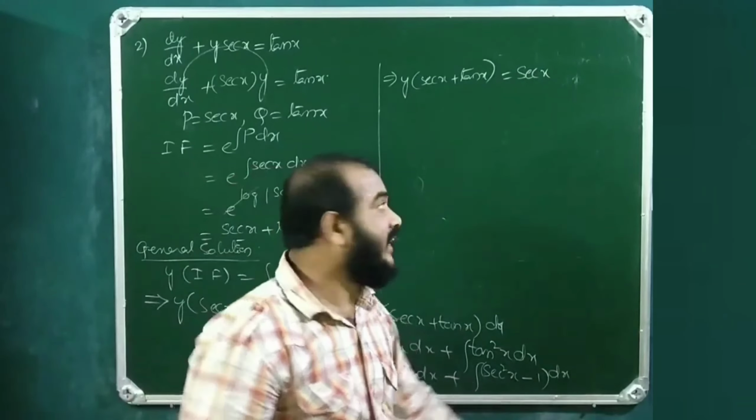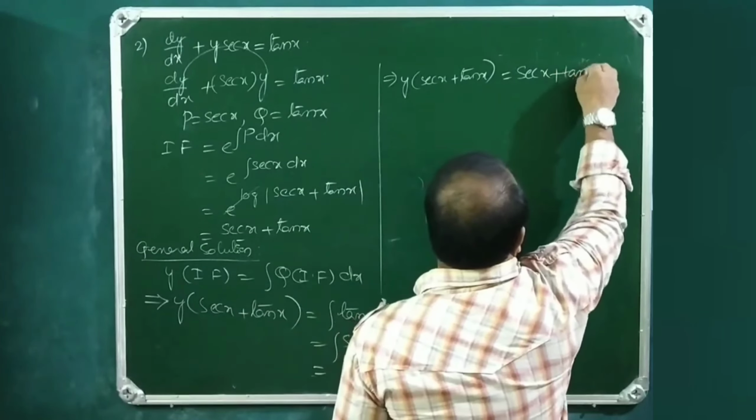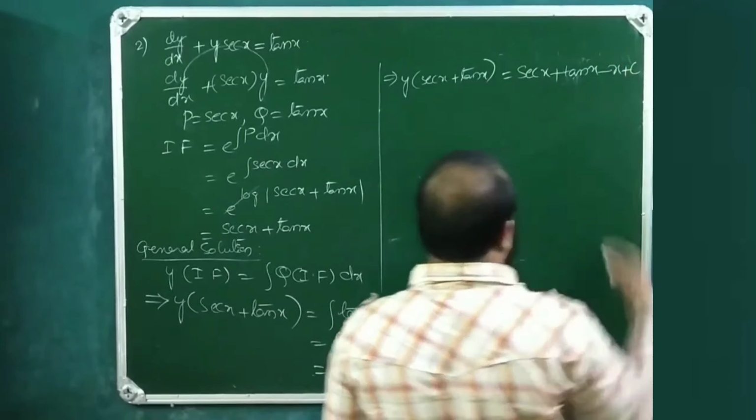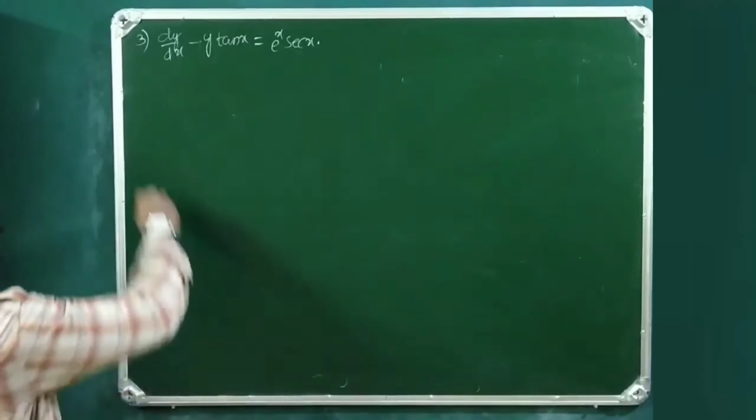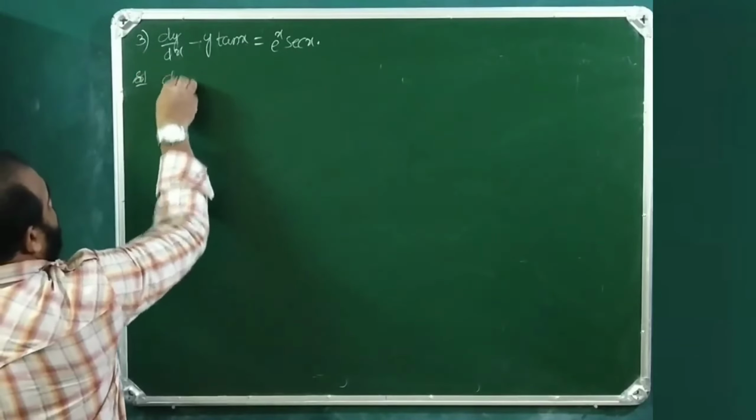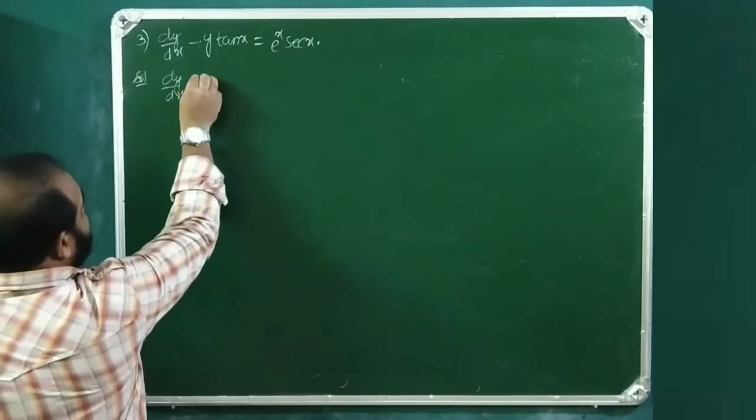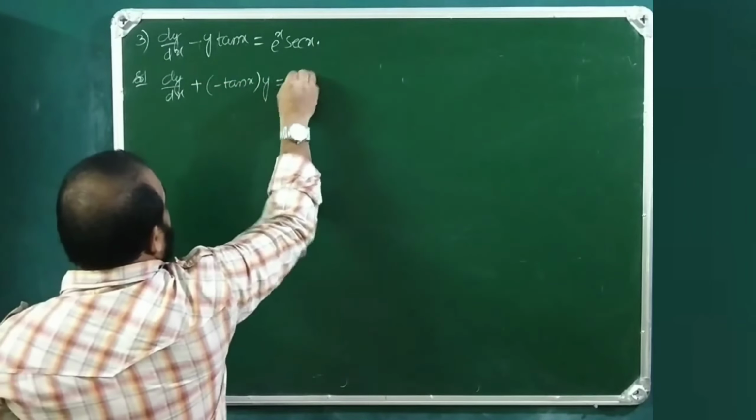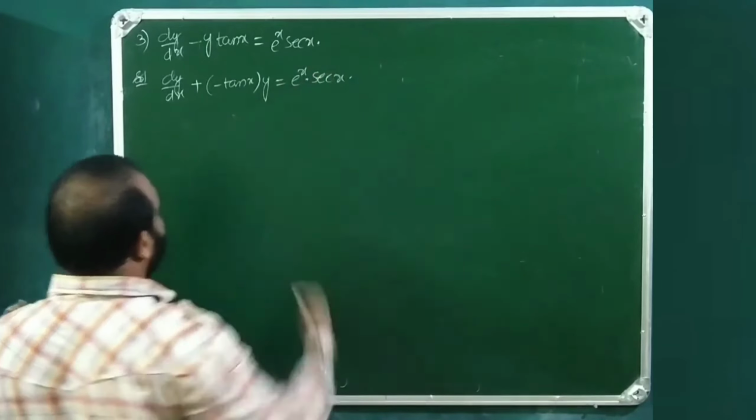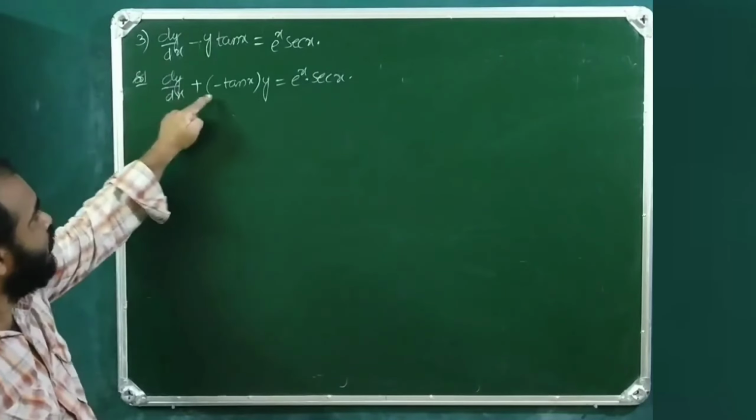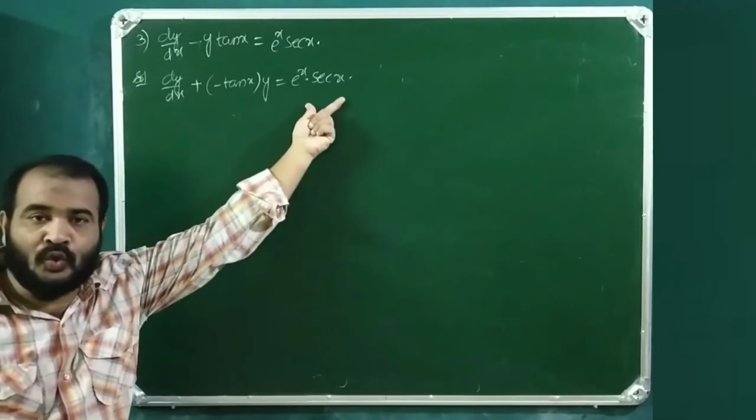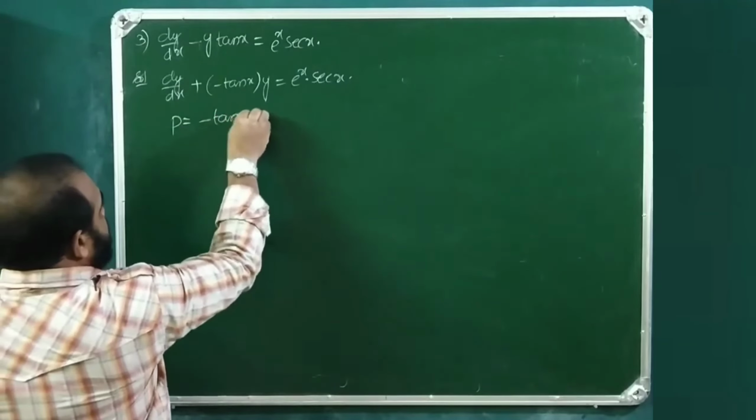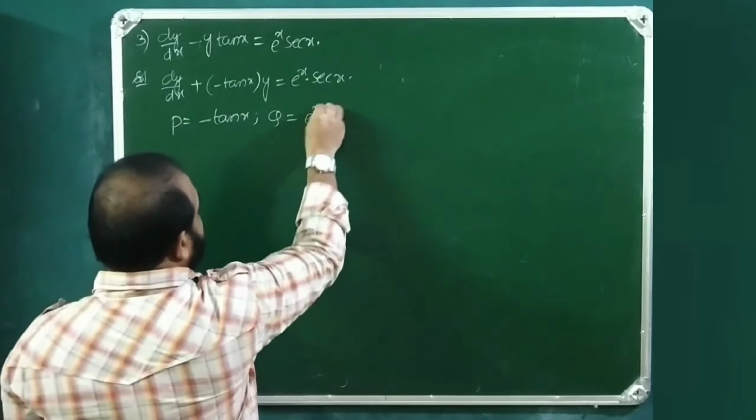Integral of secant square x dx is tan x minus integral of 1 dx, which is x, plus constant of integration c. That is the required solution. So this is dy by dx plus minus tan x into y is equal to e power x into secant x. This is clearly of the form dy by dx plus py equals q, where p equals minus tan x and q equals e power x into secant x.